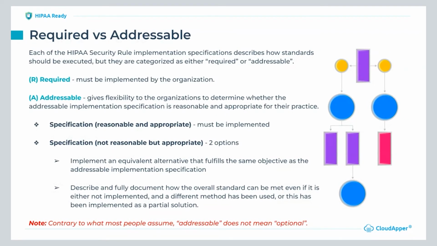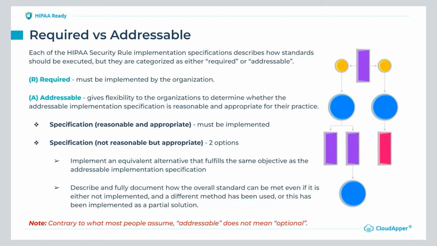Required versus addressable. Each of the HIPAA security rule implementation specifications describes how standards should be executed, but they are categorized as either required or addressable. Required means the rules that must be implemented by the organization. Addressable ones give the flexibility to the organization to determine whether the addressable implementation specification is reasonable and appropriate for their practice. Specification: reasonable and appropriate. This must be implemented. Specification: not reasonable but appropriate.